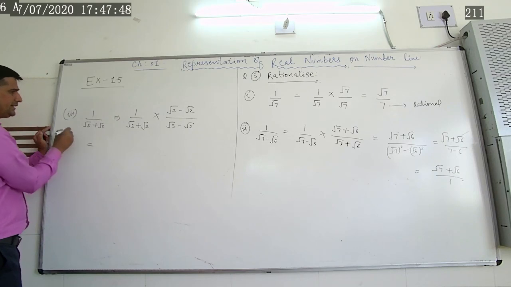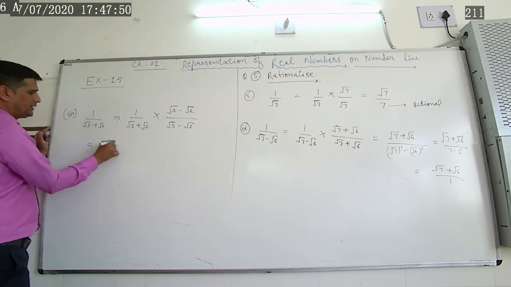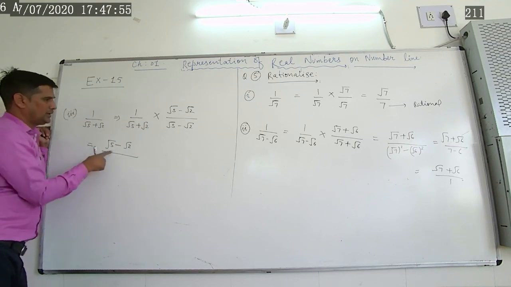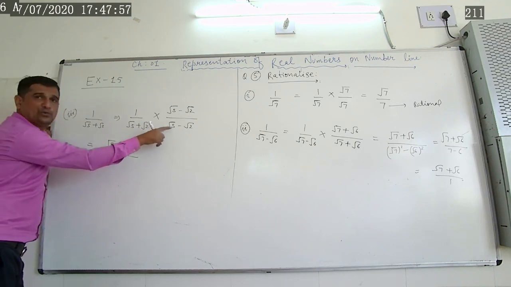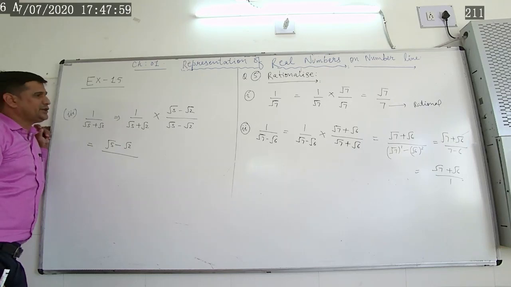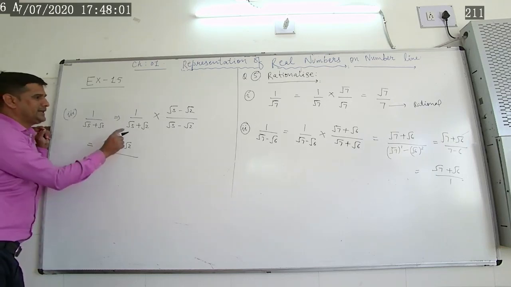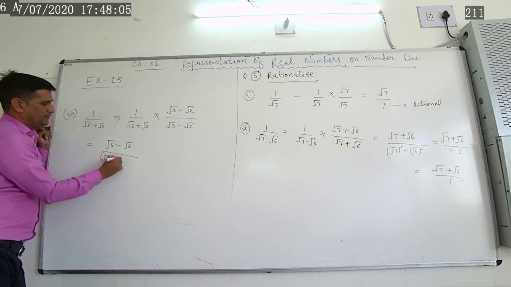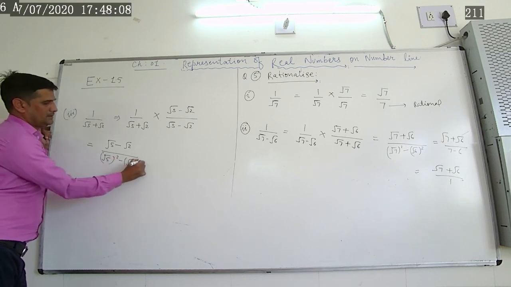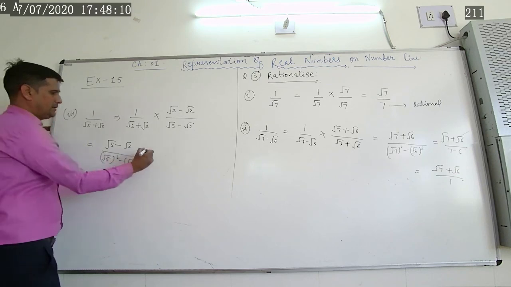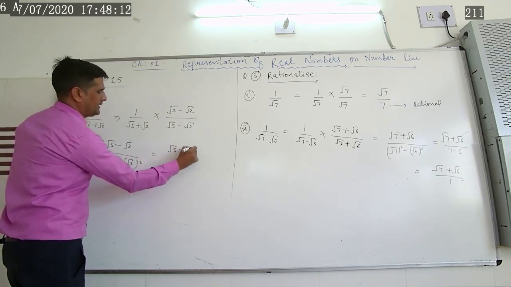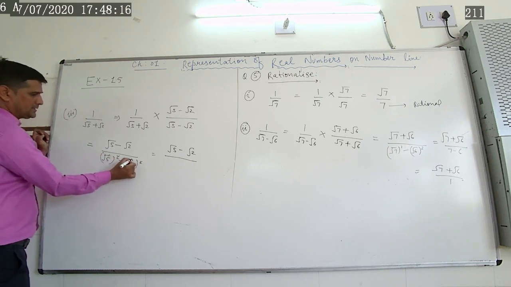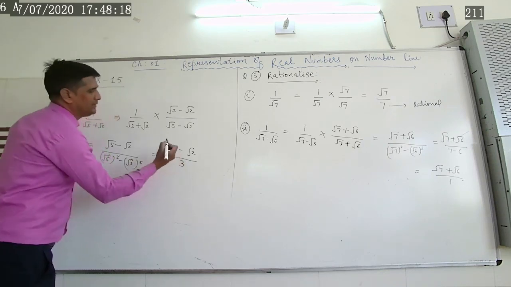So in the numerator, one into the given number, and in the denominator a plus b into a minus b. All the time in the denominator you will get the identity a plus b into a minus b, that is nothing but a square minus b square. So that will be under root 5 minus under root 2 over 5 minus 2. 5 minus 2 will be 3.